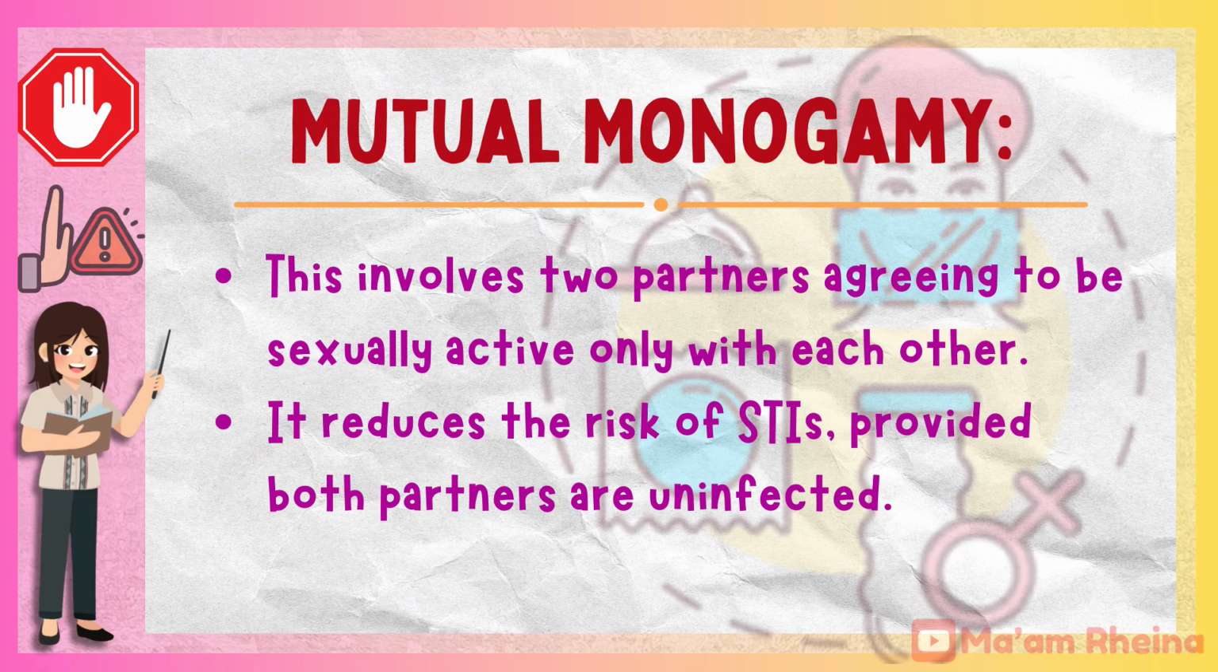Another strategy is mutual monogamy. This means that both partners agree to be sexually active only with each other, and only if both are uninfected. It's a trusting relationship built on commitment and safety.